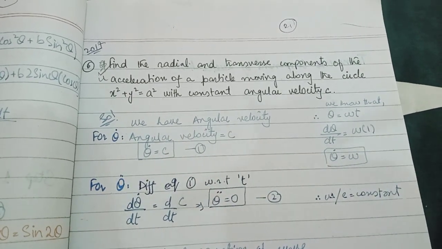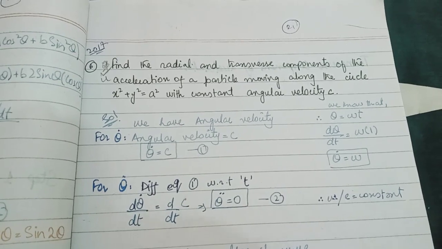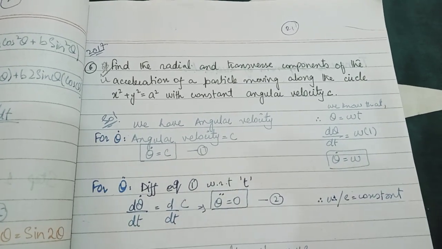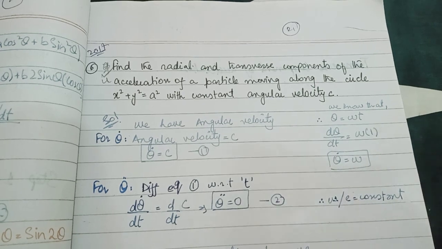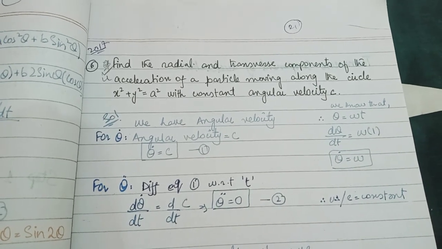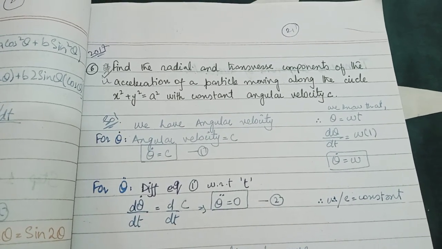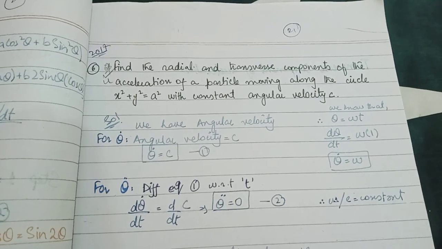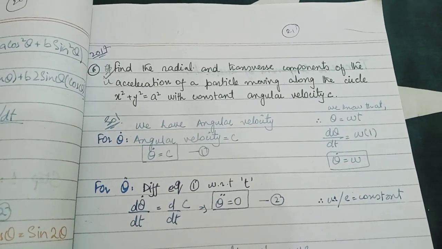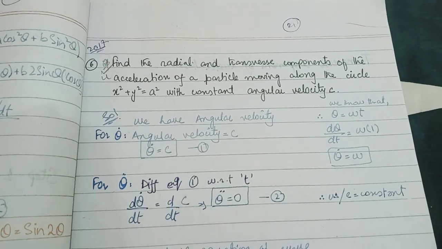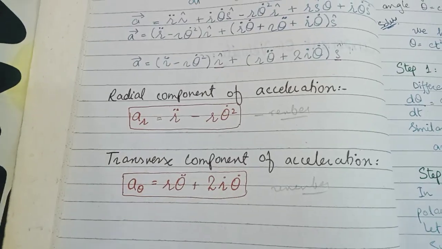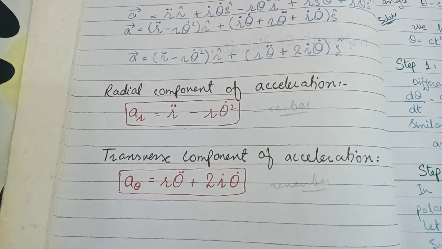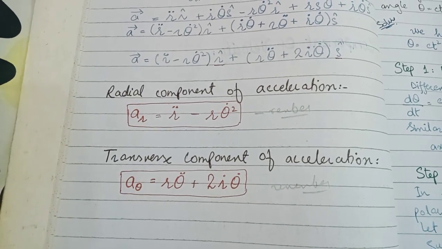In our previous video we discussed question number 5 of the same chapter, kinematics, and in this video we are going to discuss question number 6, in which we are asked to find the radial and transverse components of acceleration. To solve this problem we must remember two of the most important formulas which we derived in our previous video. Please take a screenshot of these formulas or note them down somewhere.